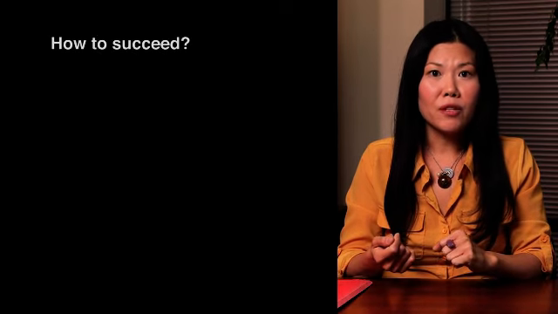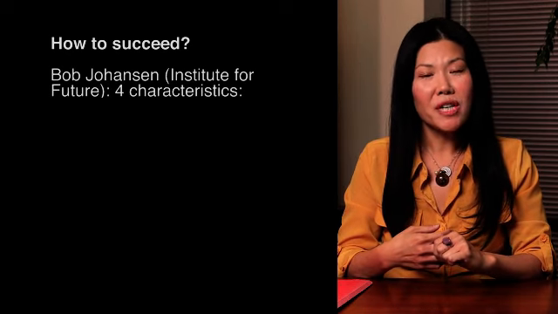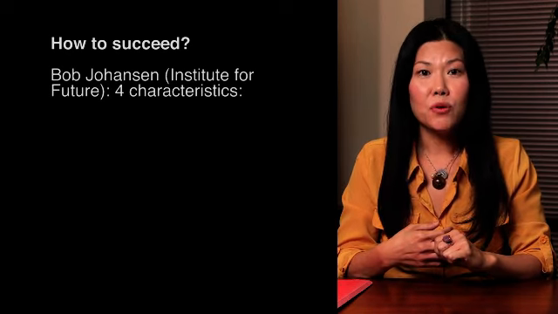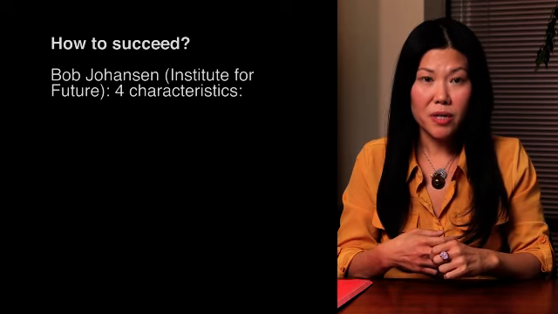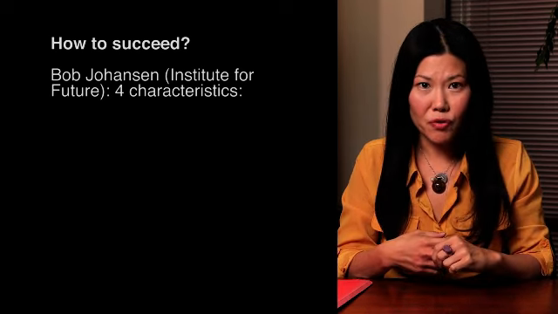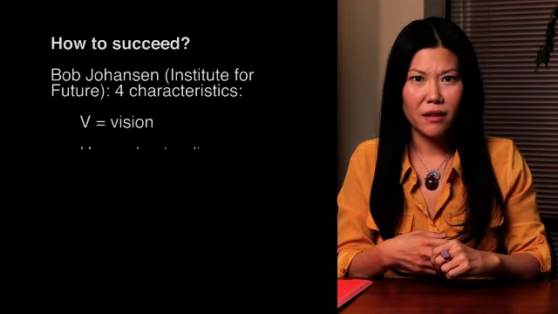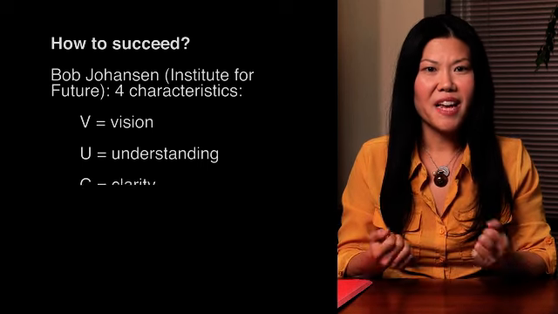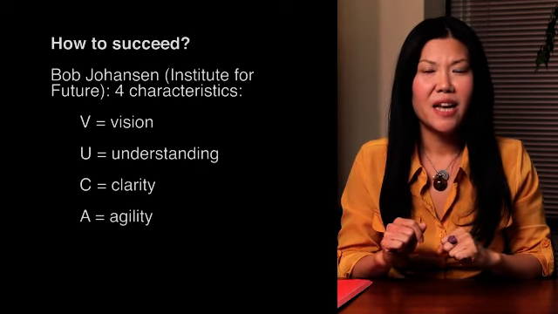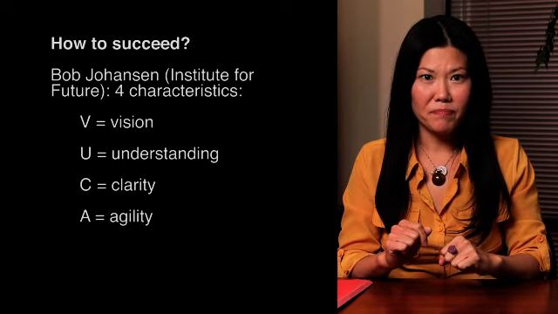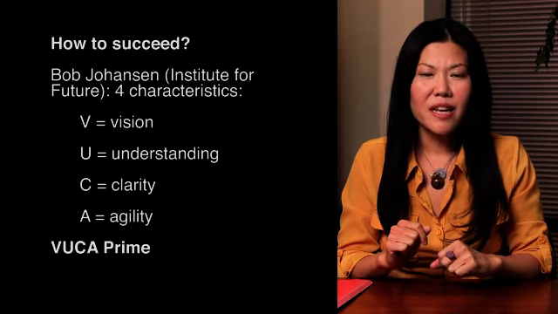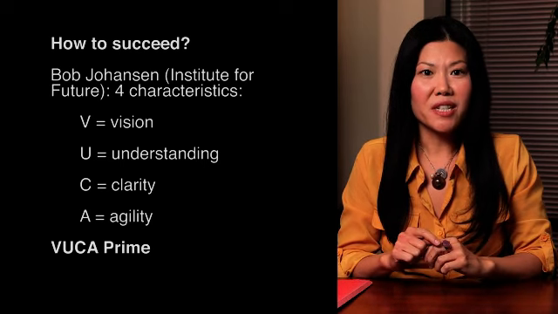Okay, well, how does someone succeed in the face of all of these challenging factors? Bob Johansen of the Institute for the Future in Palo Alto, California, identifies 4 characteristics a leader needs to succeed in business. He uses the same letters, V-U-C-A, to describe these characteristics. V is for vision, U for understanding, C for clarity, and A is for agility. He calls this VUCA Prime. Let's examine these characteristics and illustrate each one with an example of a successful business leader.